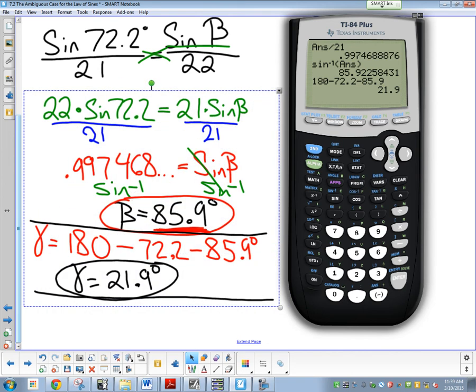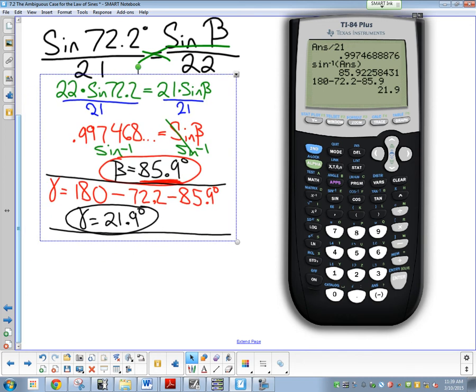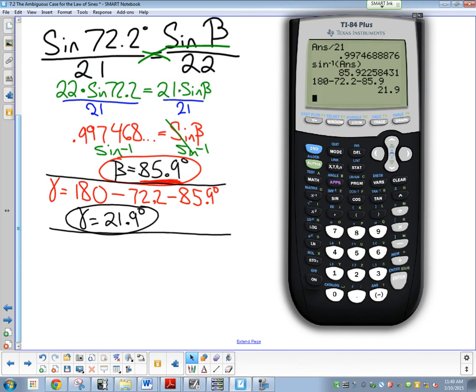Do another proportion. We're going to do law of sines. We cannot use Pythagorean theorem. When do we use Pythagorean theorem? Right triangle. This is not a right triangle. None of my angles are 90 degrees. So I need to do a law of sines problem again, just like we did originally.